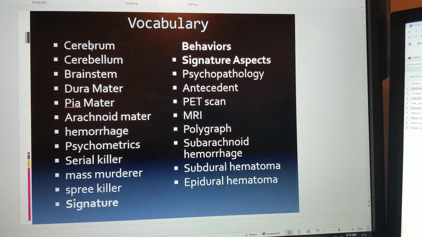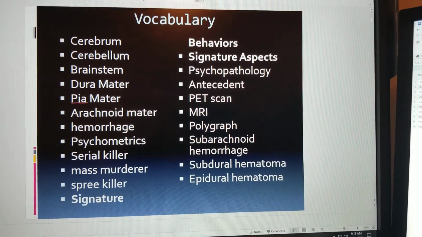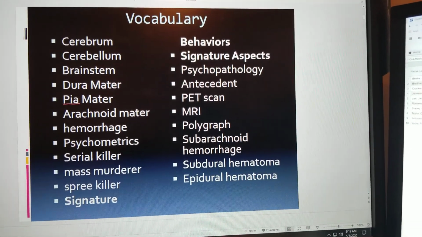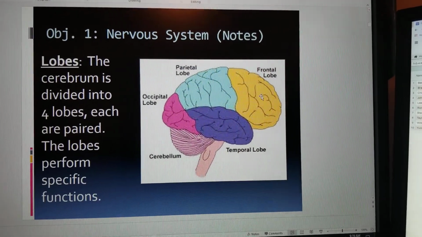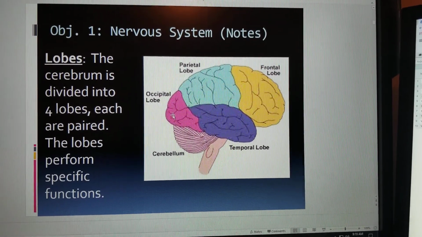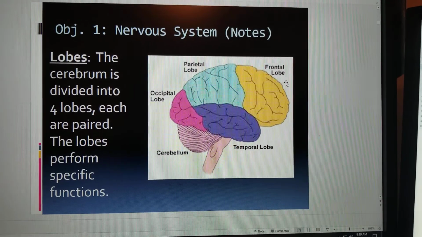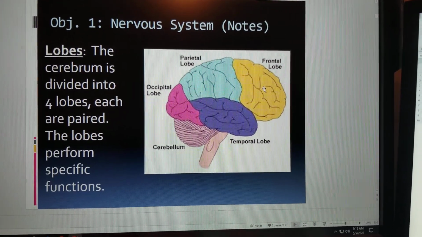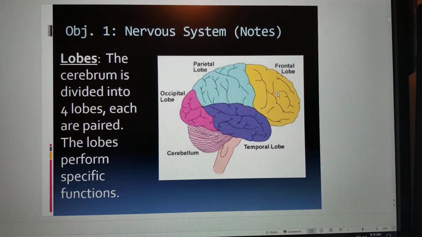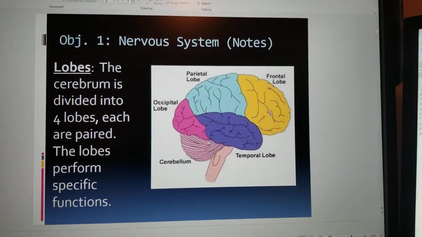And then the cerebrum is broken up into 4 parts. And understand what these 4 parts are. So that frontal lobe, parietal lobe, occipital lobe, and temporal lobe. And knowing that you have 2 of each. You have the right hemisphere and the left hemisphere. So there's the 2 frontal lobes. And just understanding what each of these do.